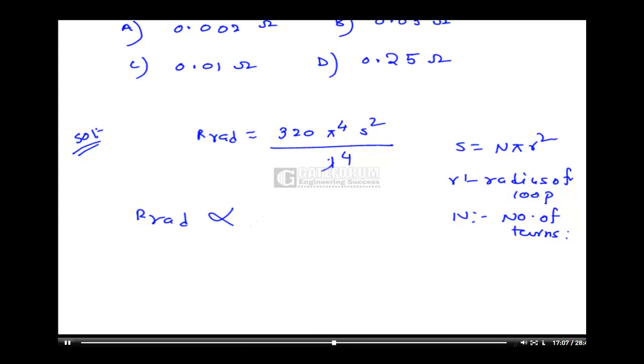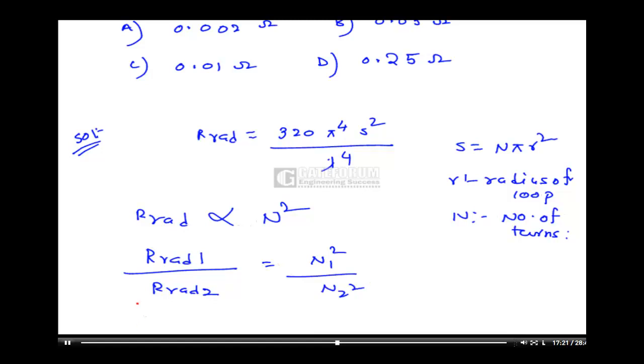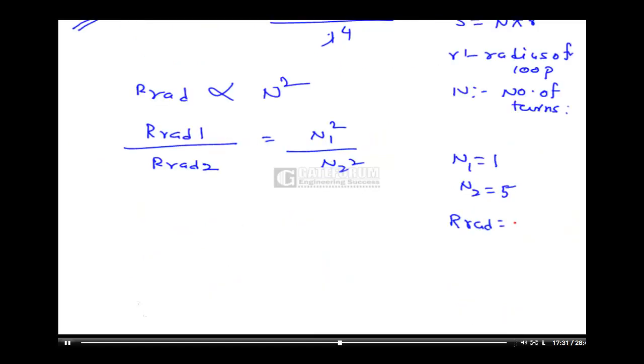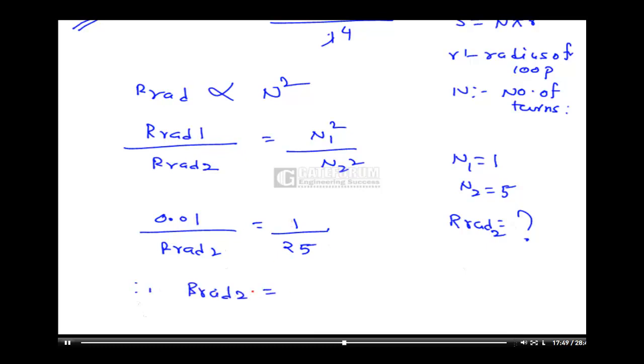Therefore R radiation 2 is equal to 25 into 0.01, which is 0.25 ohms. So what happens is, if the number of loops increases, obviously the radiation resistance increases. Same concept here, so option D is correct. The radiation resistance is directly proportional to the number of turns of the loop. This is very, very important. And one more thing, the radiation resistance is directly proportional to r power 4, that is the radius to the power of 4, so it depends upon the radius of the loop also.